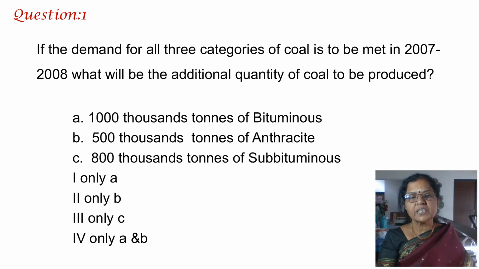See the first question. If the demand for all 3 categories of coal is to be met in the year 2007 to 8, what will be the additional quantity of coal to be produced? This is the first question. And 4 options are given. And you have to pick out the correct option.